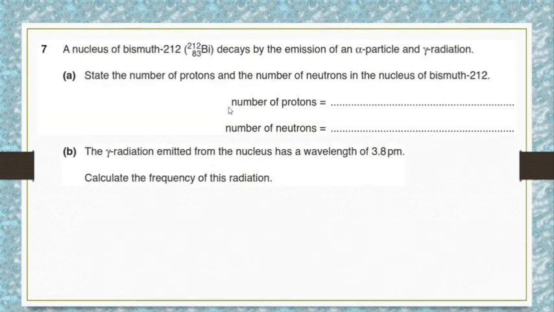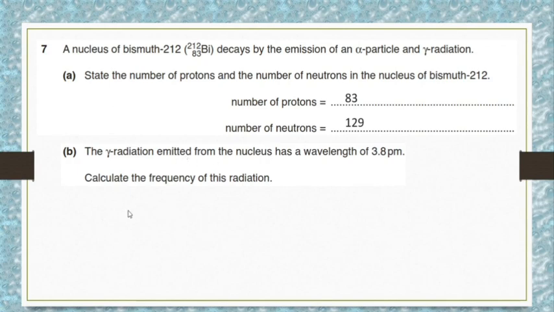Okay, last, number 7. A nucleus of bismuth-212 decays by the emission of an alpha particle and gamma radiation. State the number of protons and the number of neutrons in the nucleus. This 83 is the number of protons. So the number of protons is 83. The number of neutrons is the mass number minus the number of protons, 212 minus 83. So it will be 129.